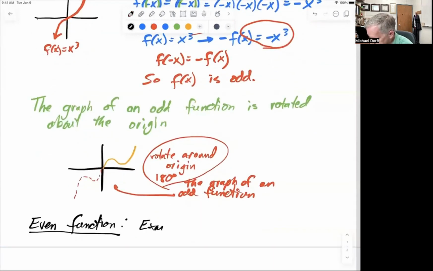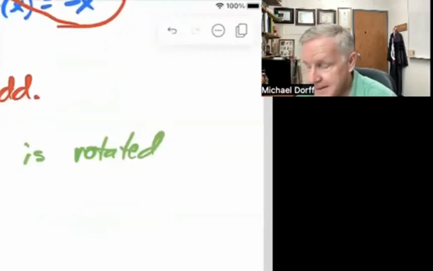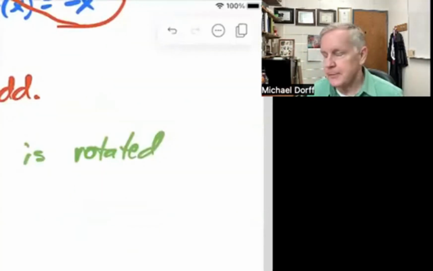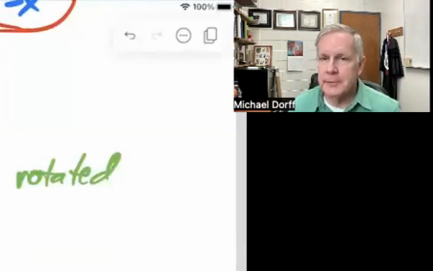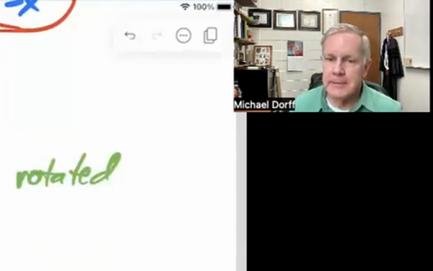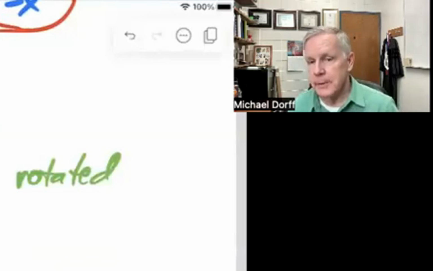An example of that is f of x equals x squared. Notice my power here is 2, so the exponent equals 2, and 2 is even. That doesn't mean that anytime you have a square or an even power on a variable, it's going to be an even function. Or if you have an odd exponent, it doesn't mean it's not going to be an odd one. But these are two examples to remember. If you want to remember an even function, remember x squared. If you want to remember an odd function, x cubed is an easy one to remember.